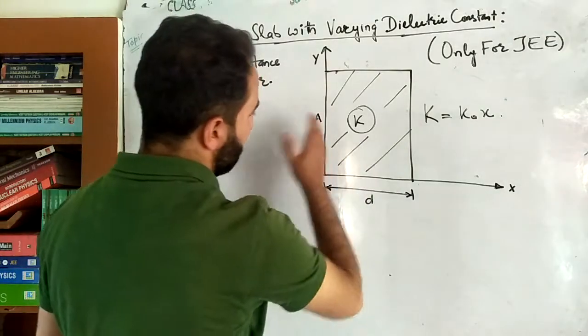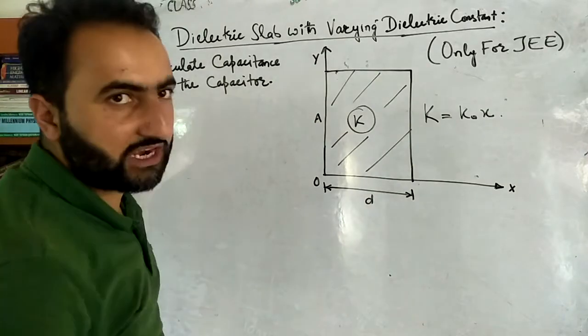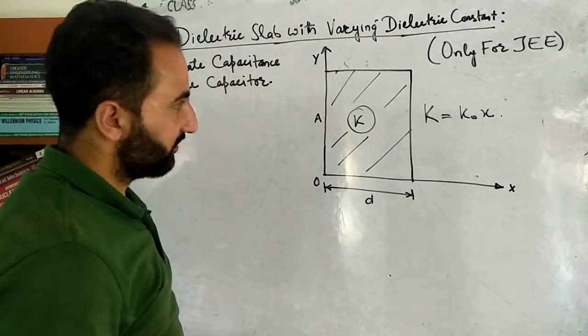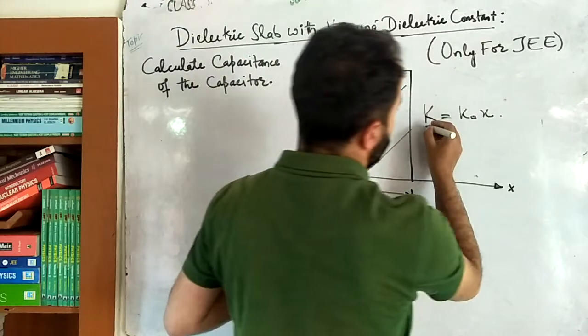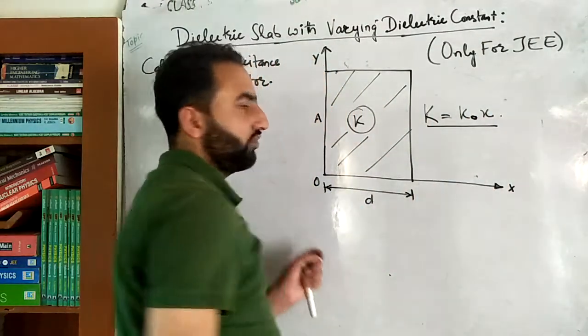This is a parallel plate capacitor. Area is given, that is A, and separation, that is d. This capacitor is filled by a slab whose dielectric constant is K. But this K is not constant. It varies with x, and it is given by K equal to K naught multiplied by x, where K naught is the constant.